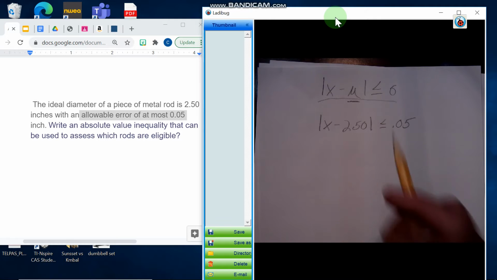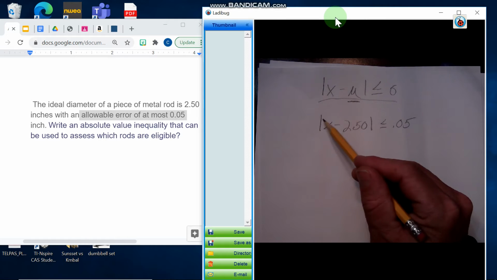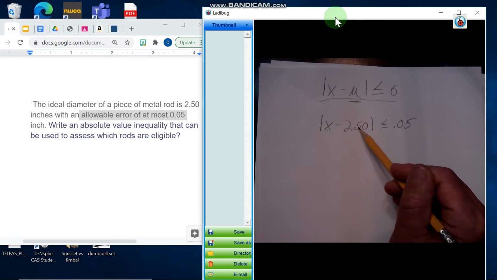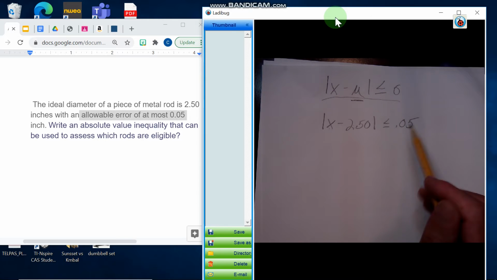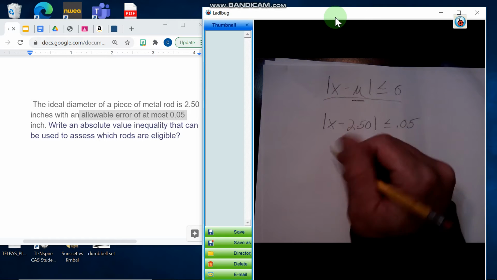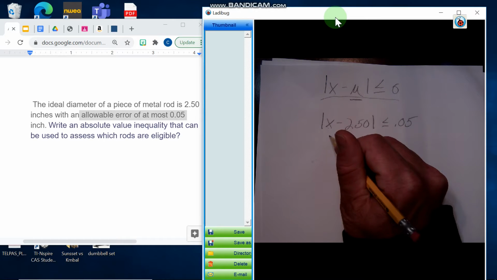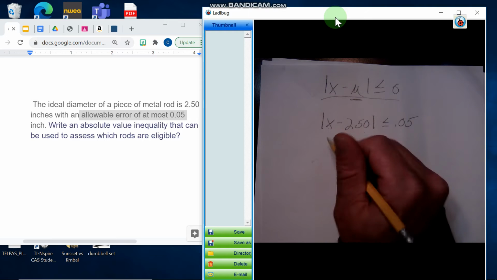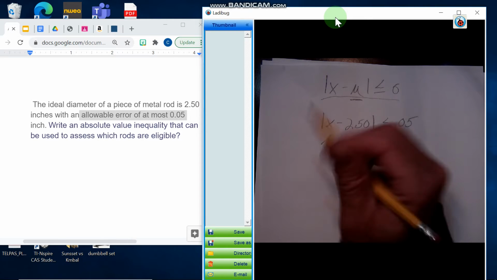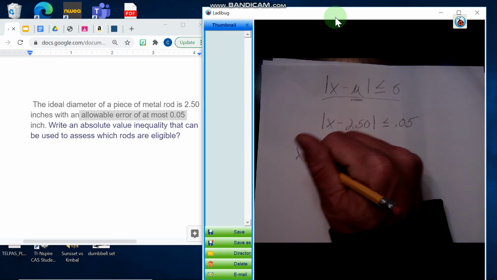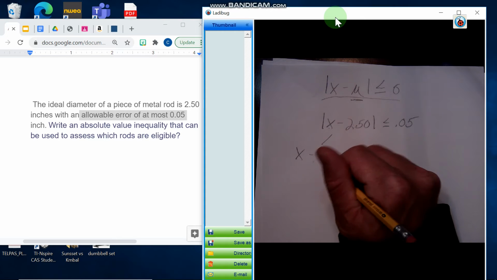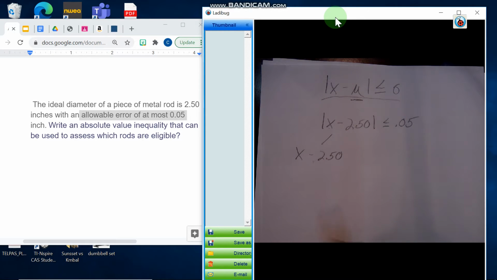So again, our inequality is absolute value of x minus 2.5 is less than or equal to 0.05. And as we learned in the absolute value inequality videos, I might do it a little different way. This is the way I go about it. I write my two equations. I just always do.